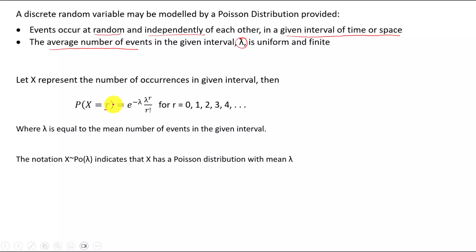It's very easy. And r has to be numbers like 0, 1, 2, 3, and 4. We can have 2 cars or 3 cars or 0 cars, but we're not going to have negative numbers and we're not going to have decimals. And lambda, remember, is equal to the mean number of events in the given interval. You have to pay attention to that given interval because sometimes it changes. Our notation would be x, then a squiggly, then PO for Poisson, and inside the parentheses we put lambda, which is our mean number of events in the given interval.